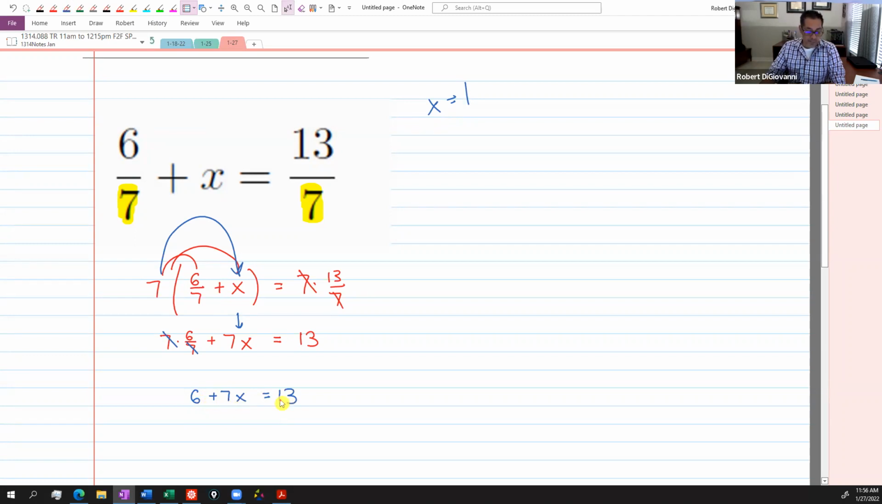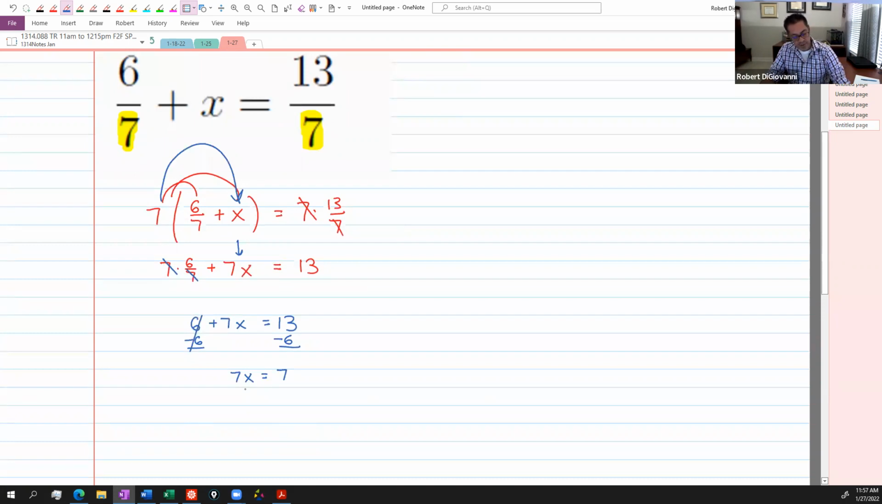I've cleared the fractions. There's no parentheses. There's no combining of like terms. So I need to isolate the 7x. So I subtract 6 on both sides. Cancel. Over here we get 7x equals, and then 13 take away 6 is 7. And then we will scale it to get just x, so we divide both sides by 7. And you get 1. A lot of you got that one, which is good. Any questions on that one? No?